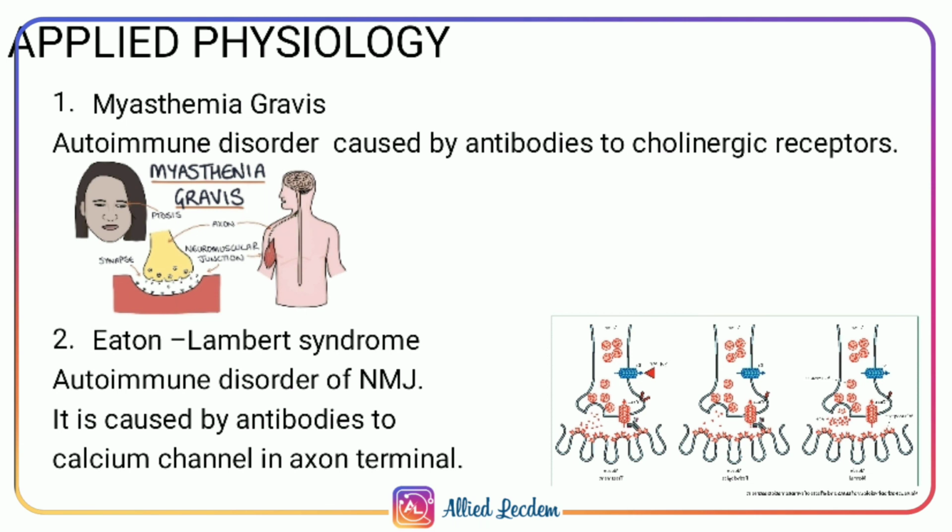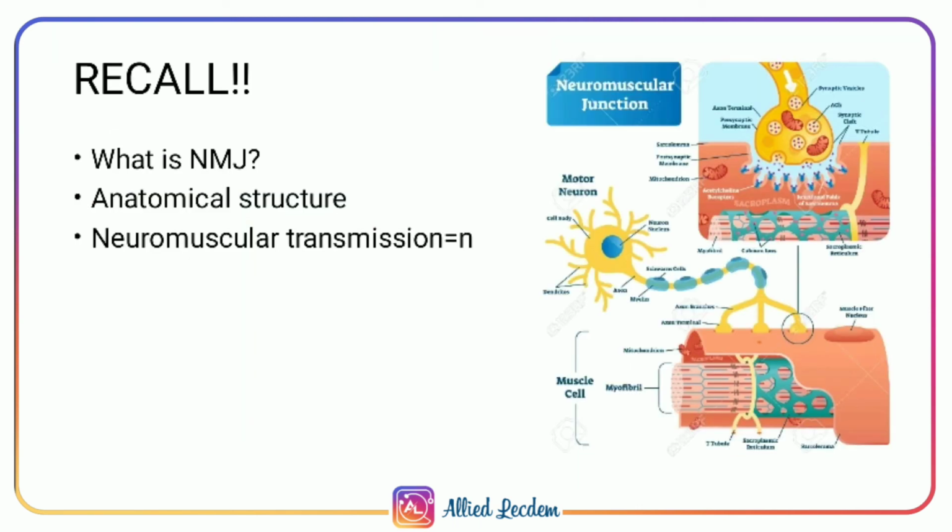Next is Eaton-Lambert syndrome. It is also an autoimmune disorder of the neuromuscular junction, caused by production of antibodies to the calcium channels in the axon terminal. So, our own body produces antibodies against the calcium channels present in the axon terminal. So, we have come to an end. We'll just recall what we saw in this video.